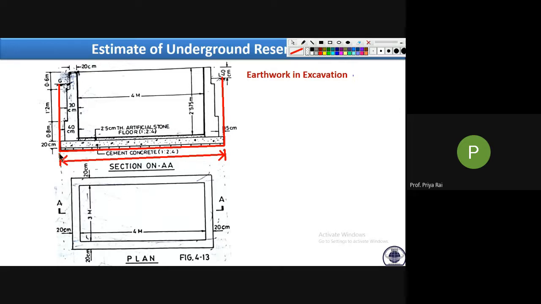What is the length from here to here? 4.8 meter. 4.8 meter. How? See here. First calculate this length. This much is 15 centimeter. Ma'am, 5 meter. Let us see. This much is 15. This is how much? 40.